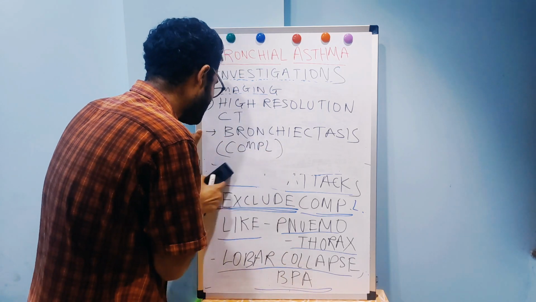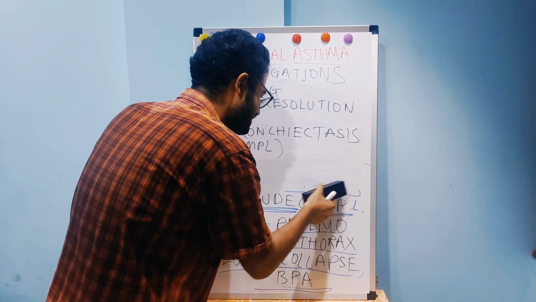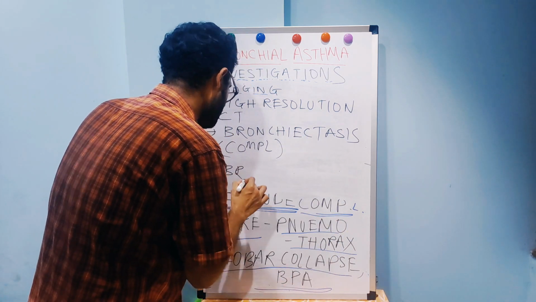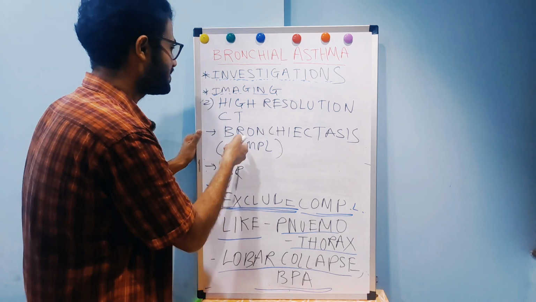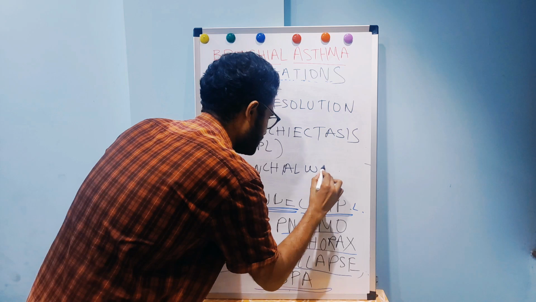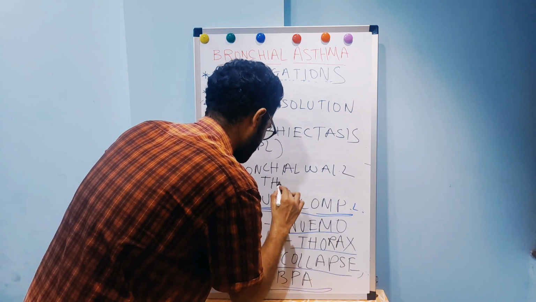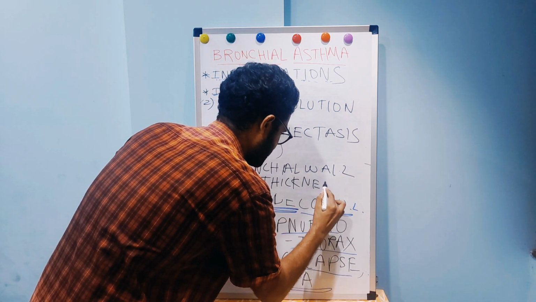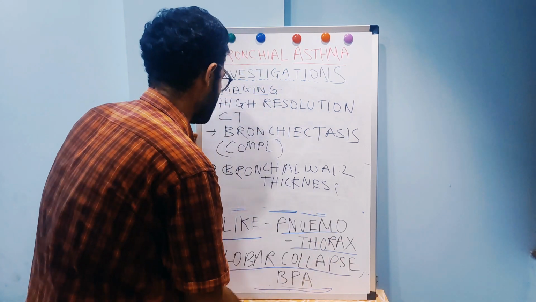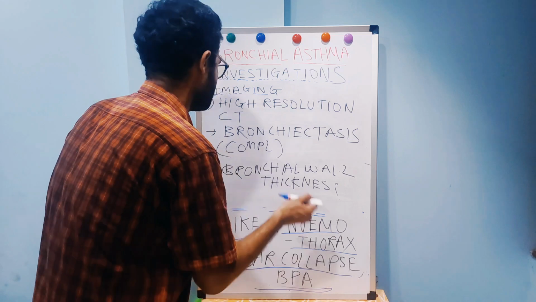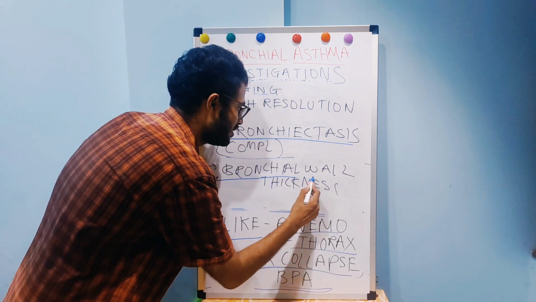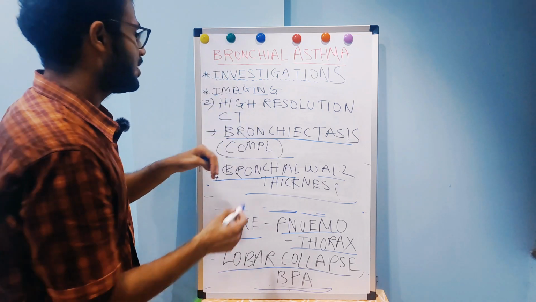Or it is used to find thickness of the airways, which you will see here, bronchial wall thickness. Basically you can see both these complications in high resolution CT. So basically through high resolution CT you can find out if there is bronchiectasis, that is abnormal dilatation of the airways, or if there is bronchial wall thickness. So basically that is about imaging.